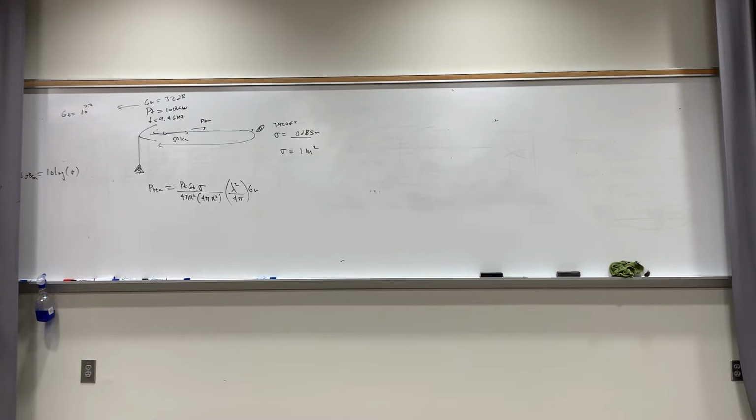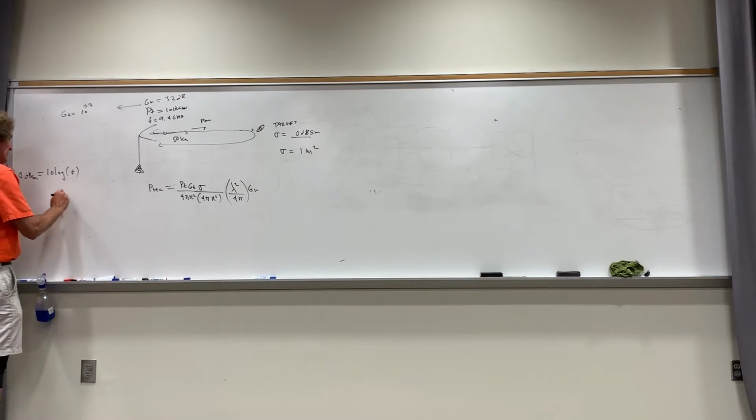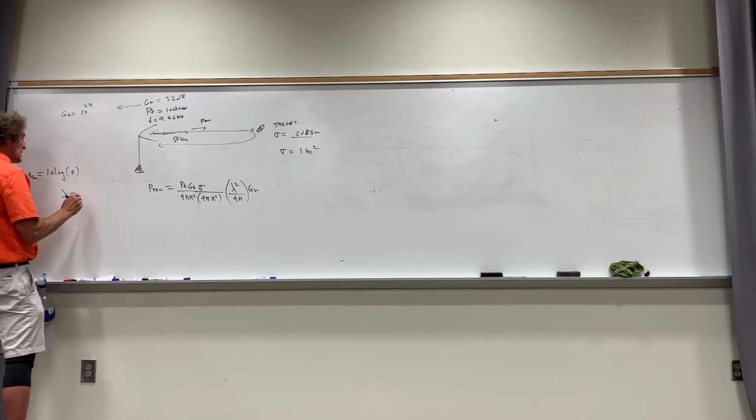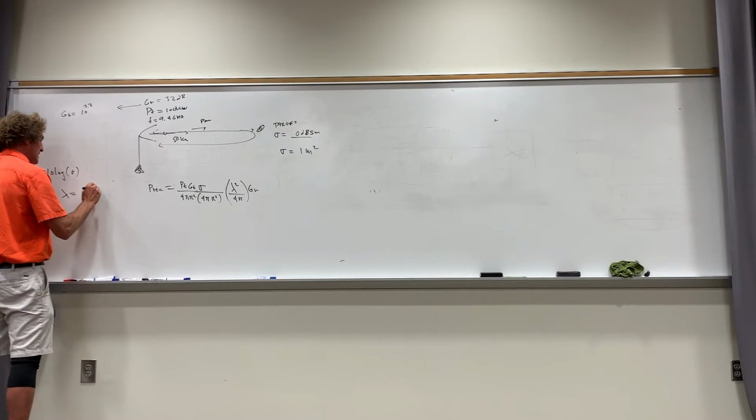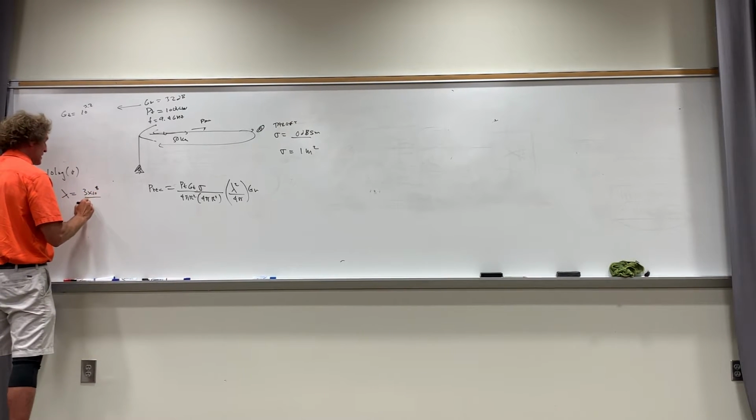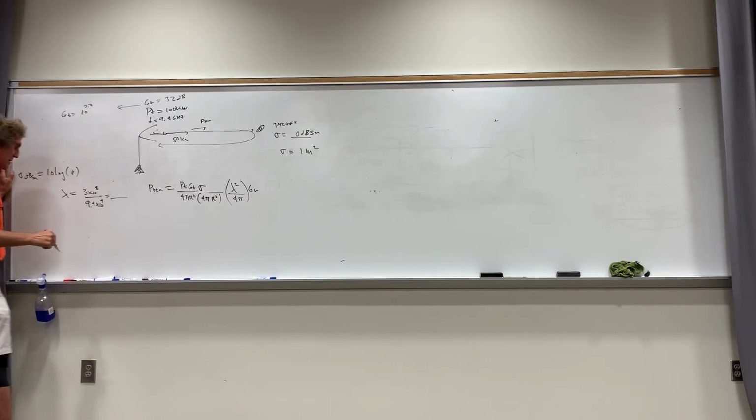So we gotta get the wavelength too. What is the wavelength involved in this? 3 times 10 to the 8th divided by 9.4 times 10 to the 9th. That's the wavelength, whatever that is. That looks like 0.03 something. 0.032.